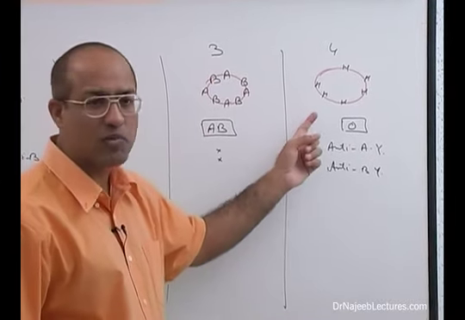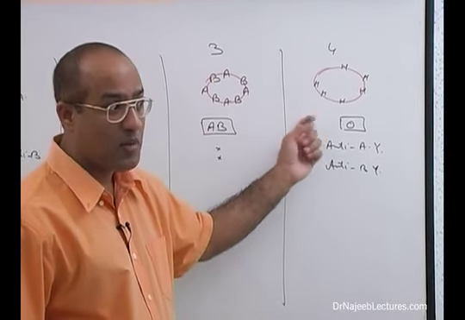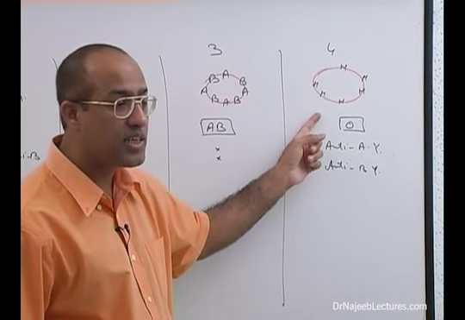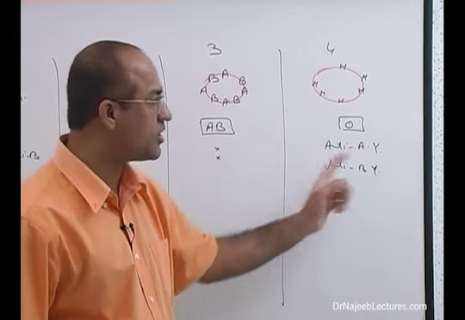Okay. A person who has blood group O does not have A antigen, he does not have B antigen. So he will develop anti-A and anti-B.